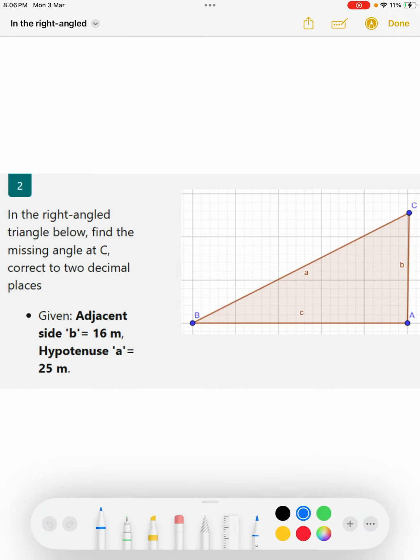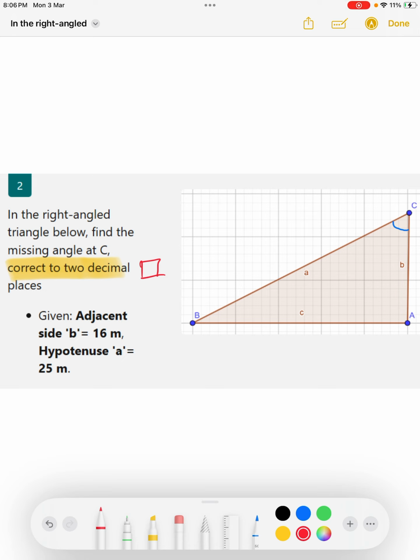In the right-angled triangle below, we have to find the missing angle at C, which is this angle here, correct to 2 decimal places. When I see a question that says correct to 2 decimal places, I like to highlight that, put a little box, and tick that later.